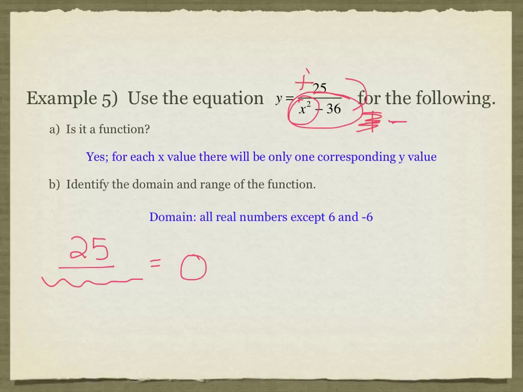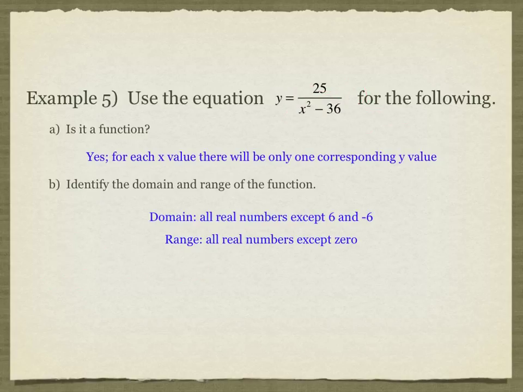25 divided by what makes 0? And it's not 0 because we said we're not allowed to put a 0 down here. Okay? The answer is nothing. You can't get a 0 answer. You can get positive answers, you can get negative answers, you can get fraction answers, but you cannot get 0 answers. And so for this, for the range, all real numbers except 0.